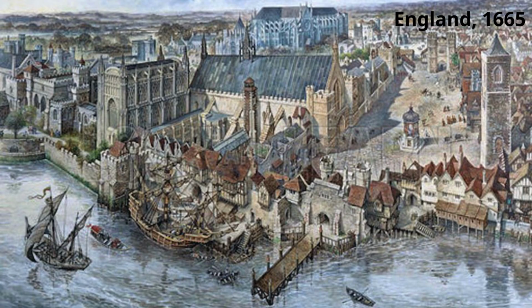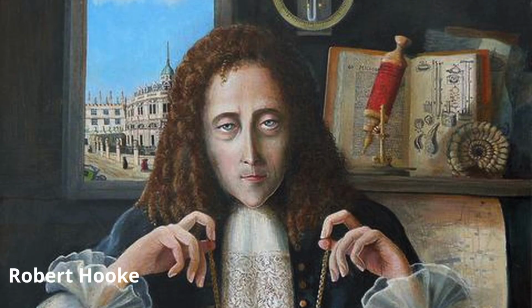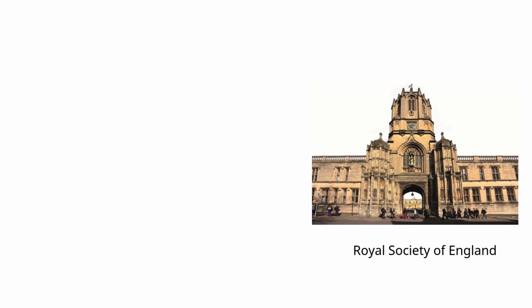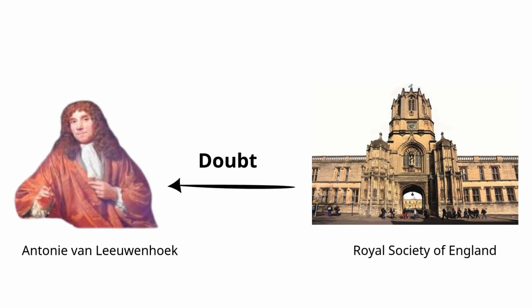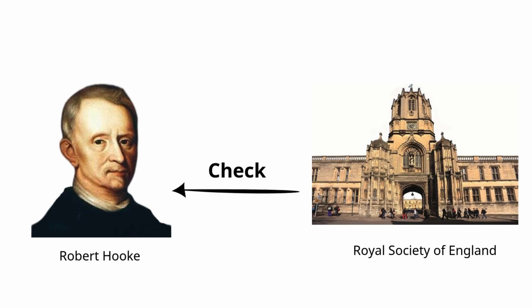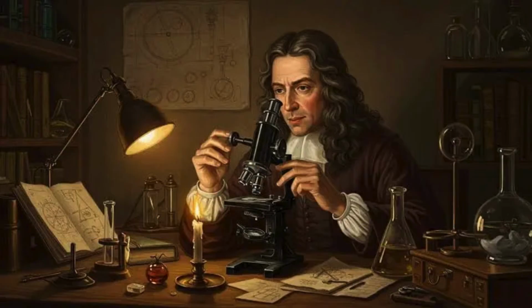The first person to observe and name the cell. England, 1665. Robert Hooke. When the Royal Society of England received letters from Antony van Leeuwenhoek describing his discoveries in the microscopic world, many scientists were skeptical. Therefore, they asked Robert Hooke to check the information. Robert Hooke conducted experiments on various types of trees.